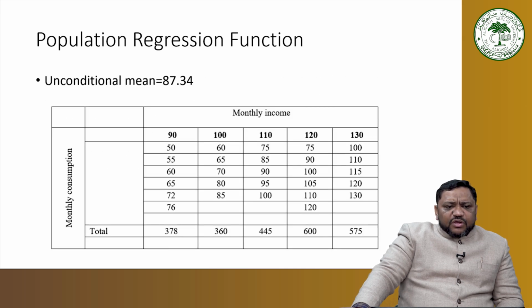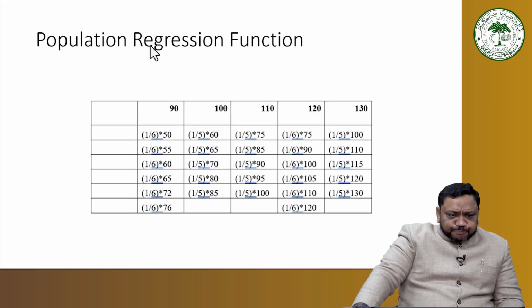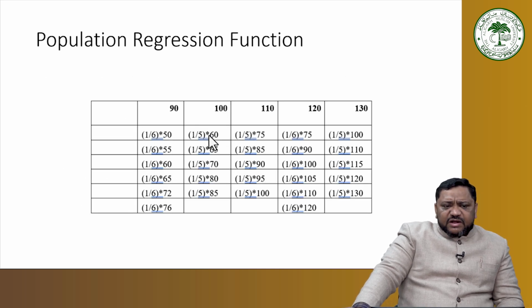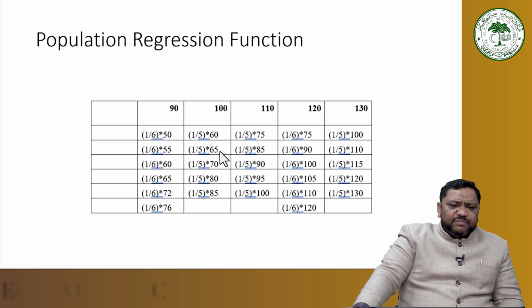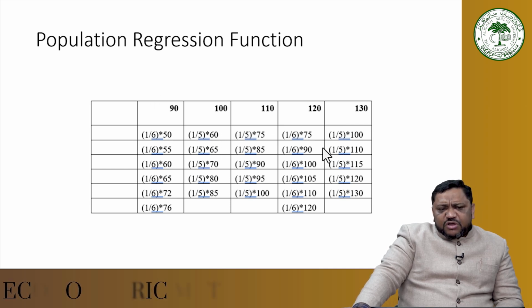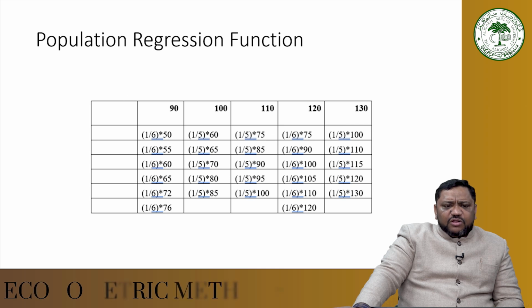Next, for the monthly income group 100, the consumption expenditures are 60, 65, 70, 80, 85. There are 5 families, so we multiply 1 by 5 with 60, 1 by 5 with 65, and so on. This process continues for all the 27 families.